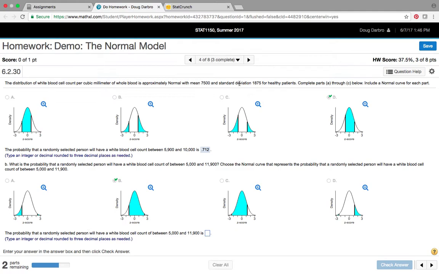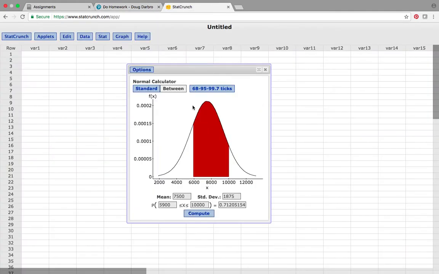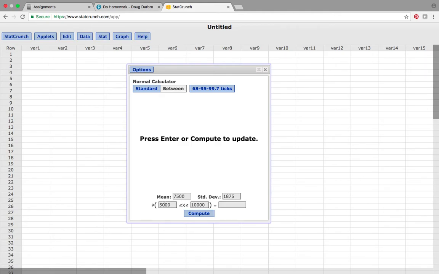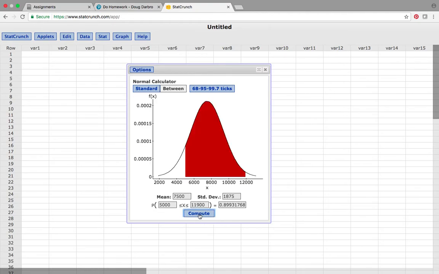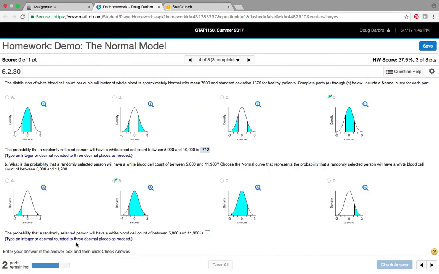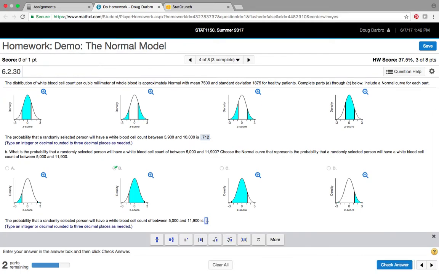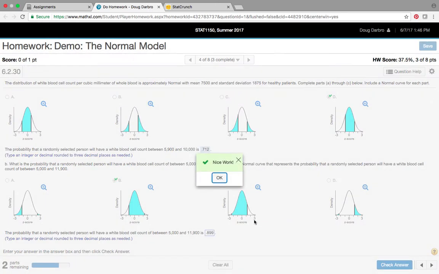Find the probability. So 5,000 and 11,900. So 0.899. Is it 3 places? We don't want to get our hand slapped again, right?